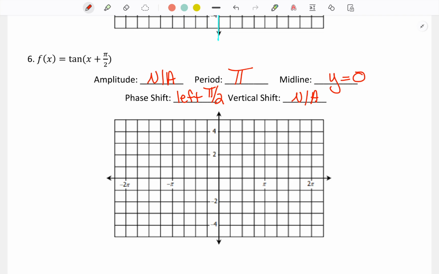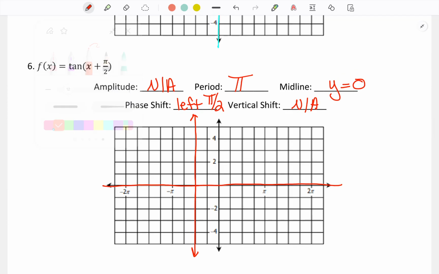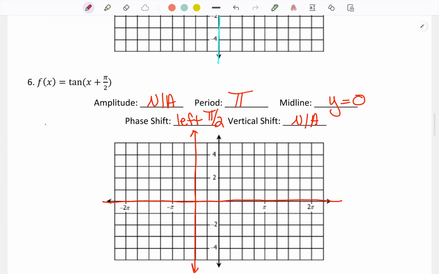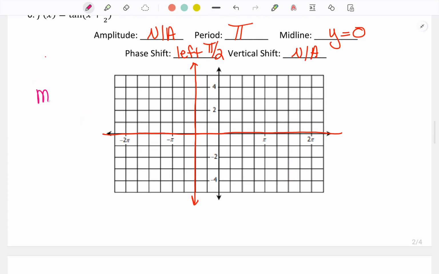So in this case, we are going to keep the x-axis because we have no vertical shift, but we're going to the left pi over 2. So from our y-axis, we're going to go over to the left 2 blocks and draw in that new axis. Okay, so this will be where we place our first middle. And of course, that pattern is middle, asymptote, middle. And we have an x and a y.